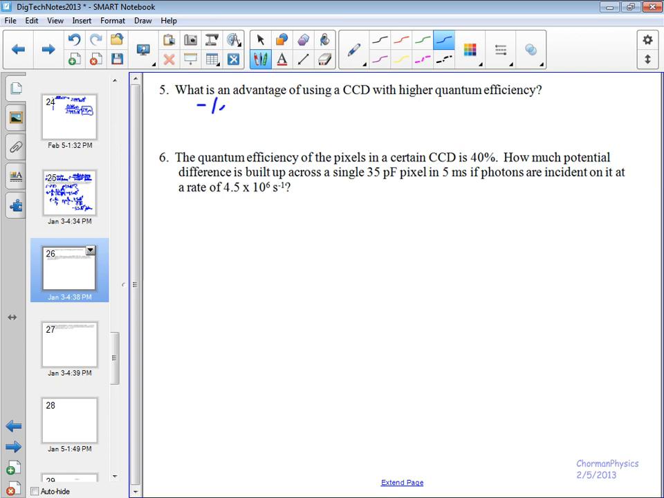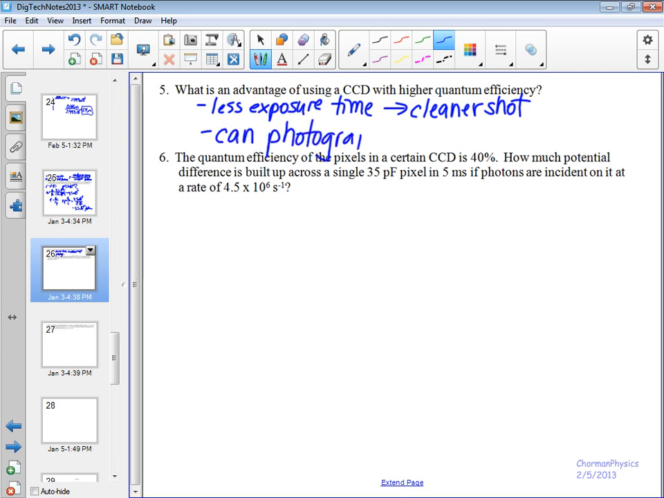Just a few more notes here. What is an advantage of using a CCD with a higher quantum efficiency? Well, with the camera, you need less exposure time, which is good if you need a shot of a fast-moving object. And you can photograph dimmer objects. That's the other good piece of this.